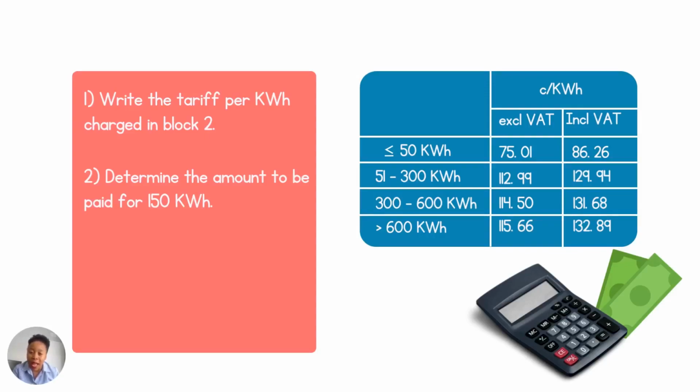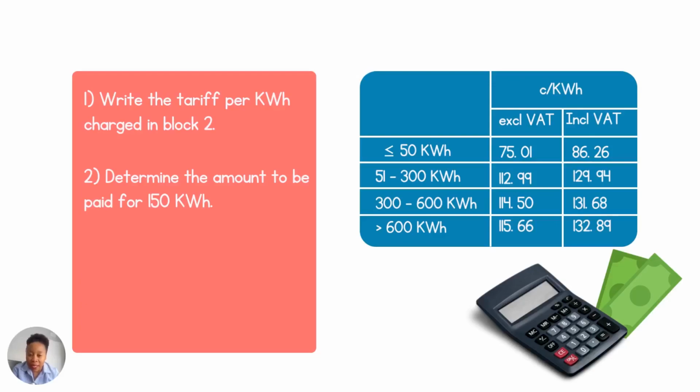So the blocks are the rows where you have your number of kilowatt hours as well as the amount you are charged. And you also have to then look at the top part to understand if this is in terms of cents or rands per kilowatt hour.